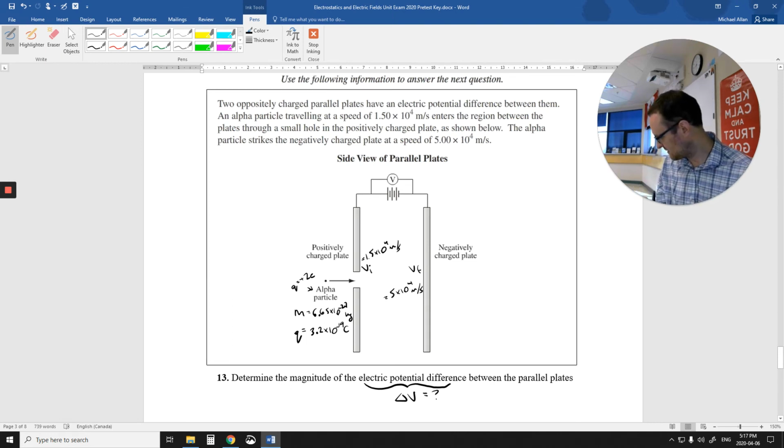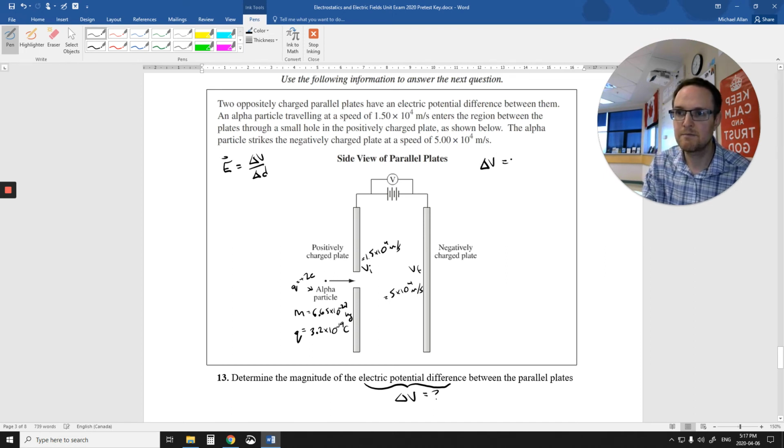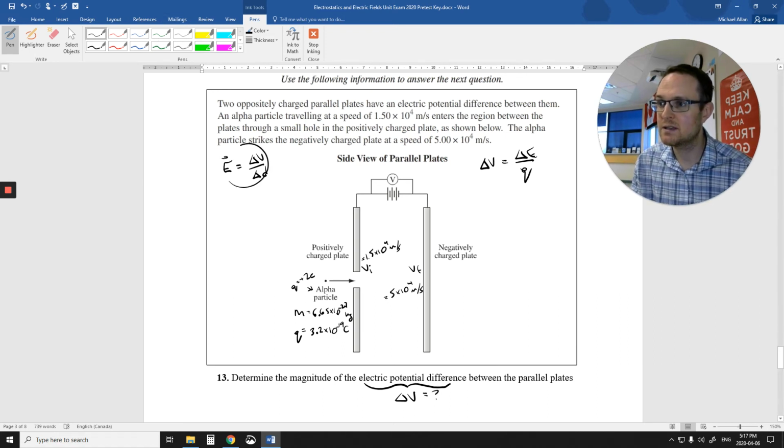So let's think about how we can solve for voltage. To solve for voltage, I can use one of 2 formulas. I can use the E times delta D formula, which maybe I'll just rewrite, or I can use this formula, the change of energy over the Q. So I can use either one of these 2. We have to decide in this question, which one can I actually do? Well, the problem with the formula on this side is that I need a distance. We have no distance. So I can't use that formula.